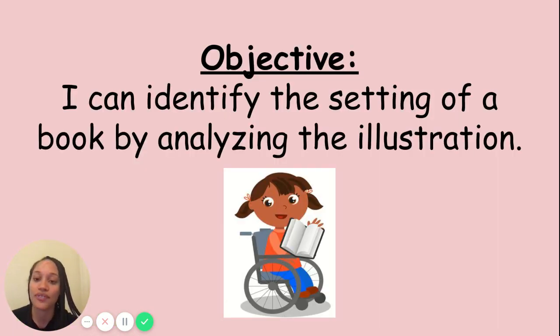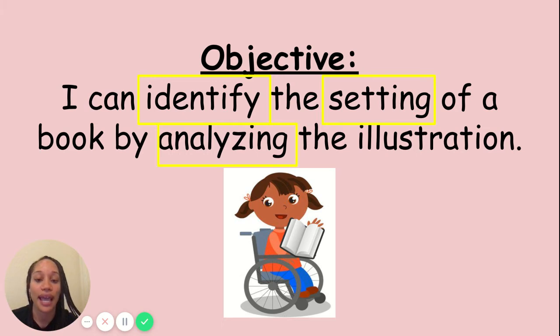So today's objective is I can identify the setting of a book by analyzing the illustration. Those are a lot of big words in our objective, so let's go ahead and figure out what these words mean. Can you say the word identify? Awesome. Identify means to find. Let's go to the next big word. Setting. Can you say the word setting? Good job. Setting means where the story takes place.